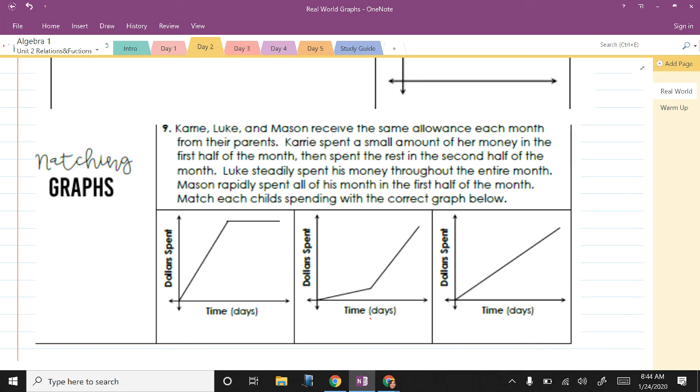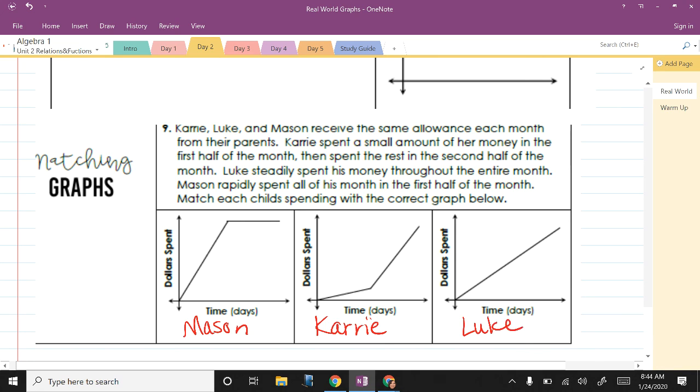This one looks like they spent a lot at the beginning, and then they had nothing left to spend. Who did that? Mason. I agree, this would be Mason. Now this one spent a little bit at the beginning, and then they spent a lot. Who did that? Carrie. And Luke steadily spent his money throughout the month. Yeah, that would be Luke. Steady Luke. So is that okay with everybody?